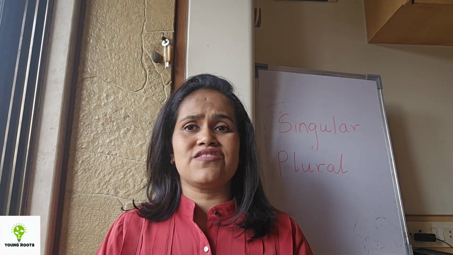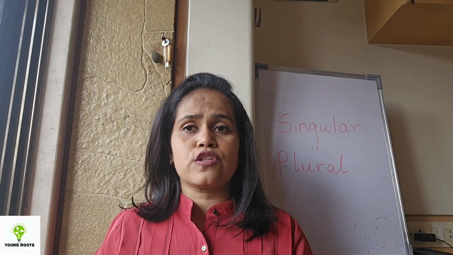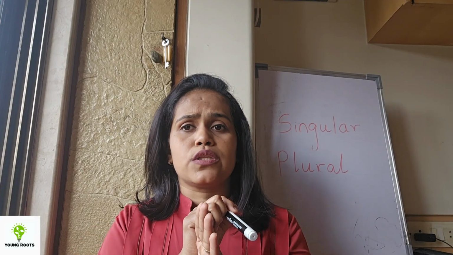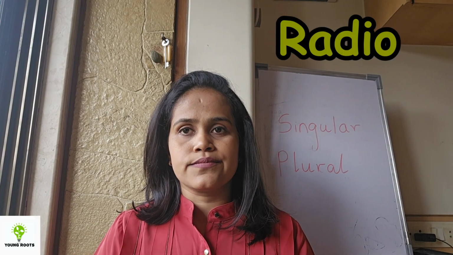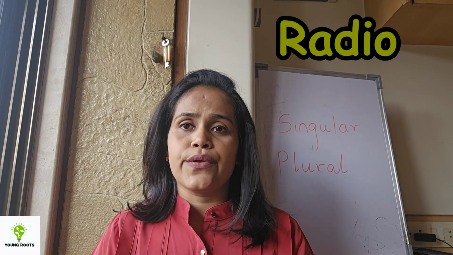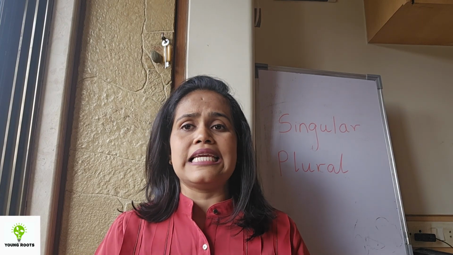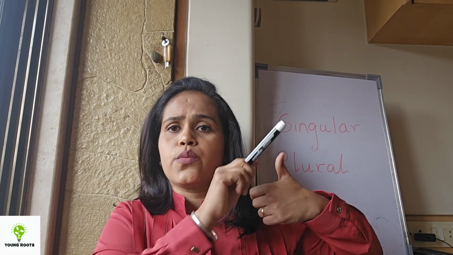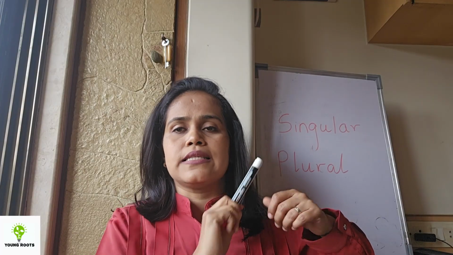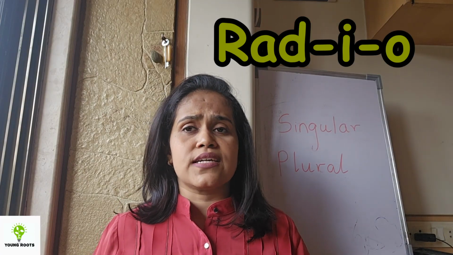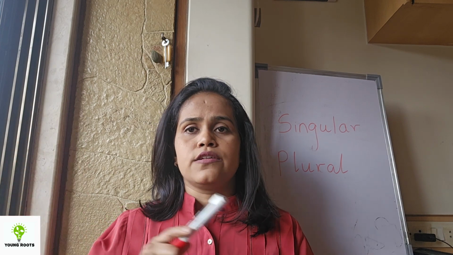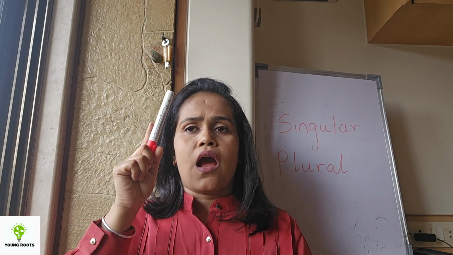So the words which are ending with O, you have to see what is the word before the O. So for example, radio. The word is radio. It is D-I-O. Can you see it over here? Radio. It's I-O. So it has an I. So you just simply add an S. So how does it make a plural?